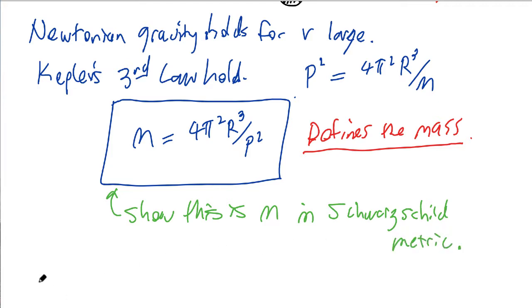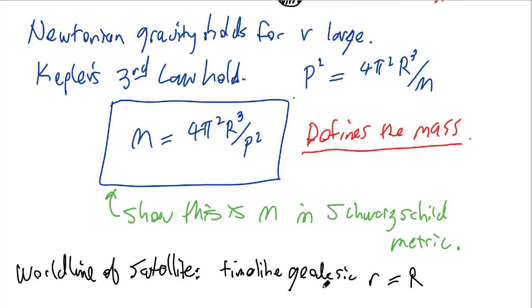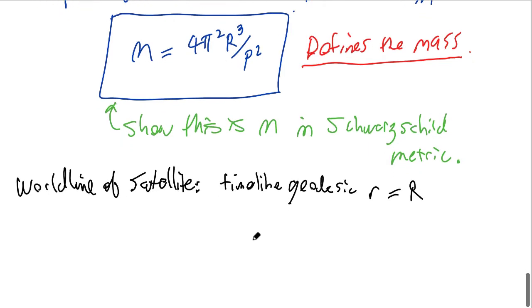And to do that, we need to examine the world line of the satellite. Now, the satellite is going to follow a time-like geodesic with coordinate r equal to a constant, big R. So let's look for a time-like geodesic with coordinate r equal to a constant, big R. And let's also assume that θ is a constant, π/2. So we're assuming that the satellite will stay in the equatorial plane.